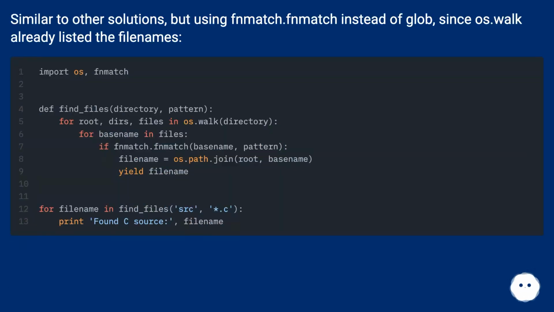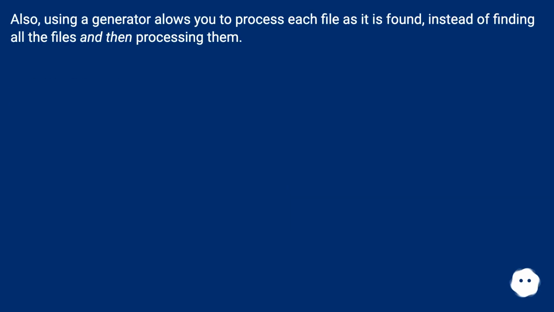Similar to other solutions, but using fnmatch.fnmatch instead of glob, since os.walk already listed the file names. Also, using a generator allows you to process each file as it is found, instead of finding all the files and then processing them.